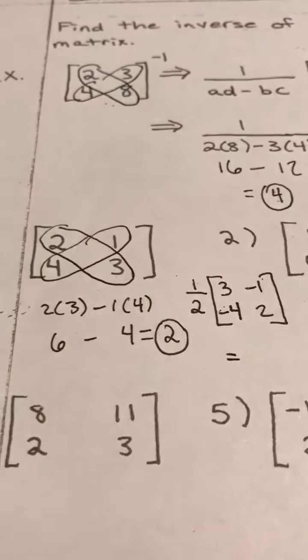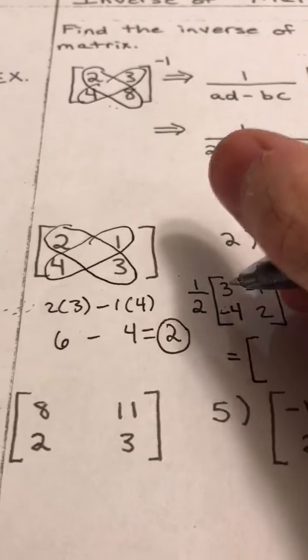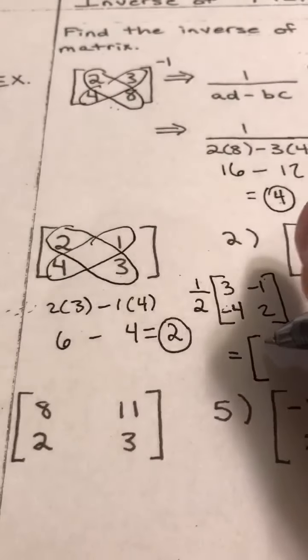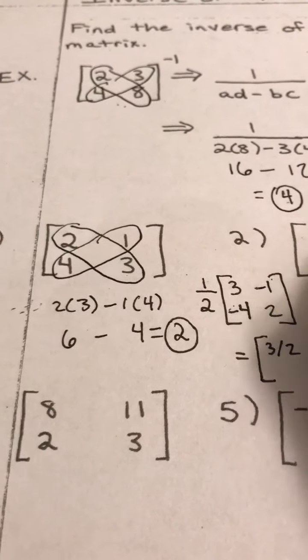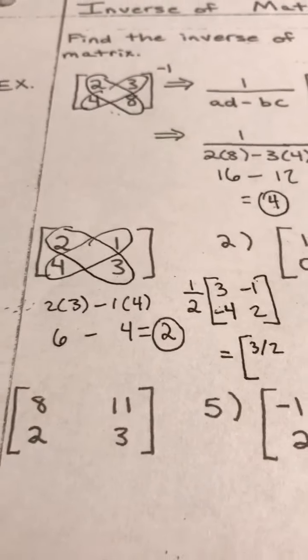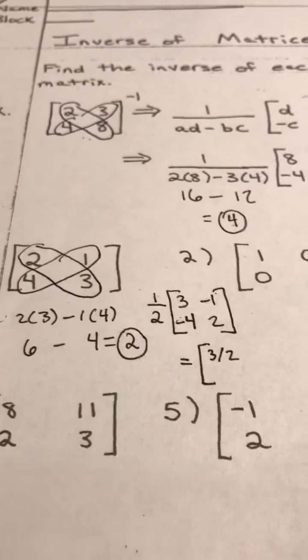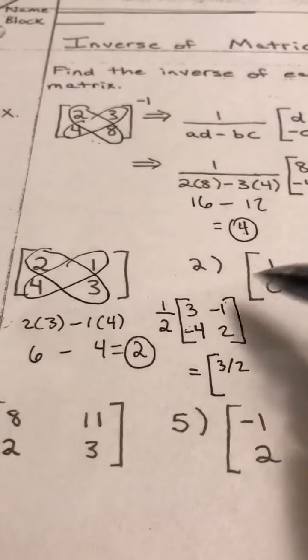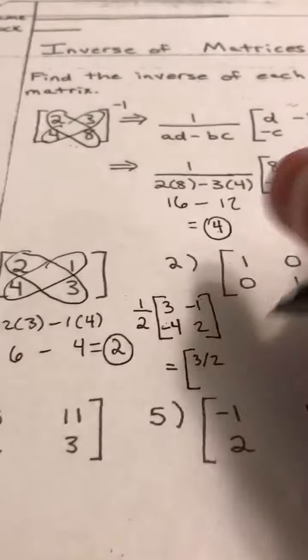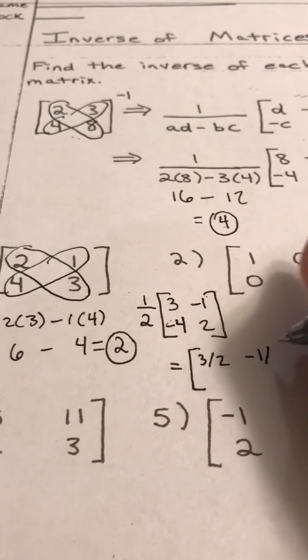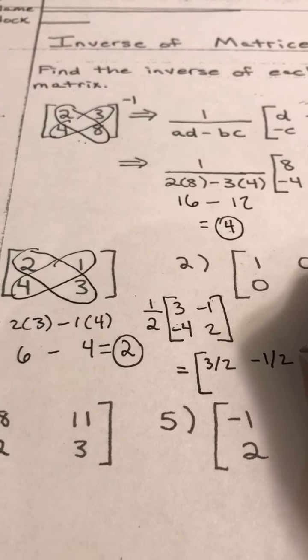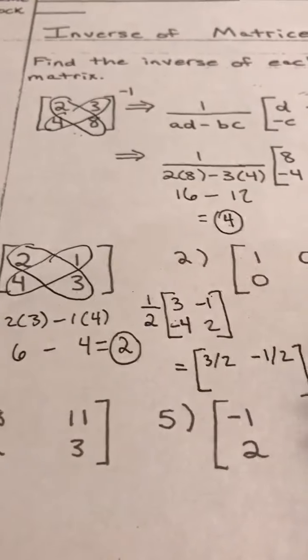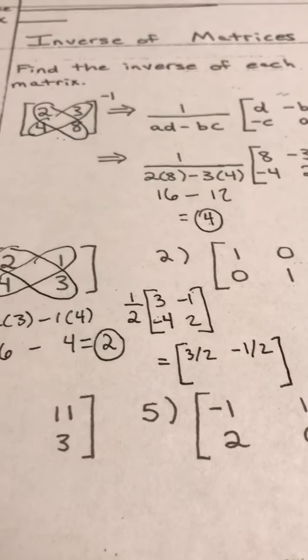When we multiply by 1/2, we get 3 times 1/2. That's going to give me 3/2, or 1.5. They're the same number. The next thing I do is I multiply the next number by 1/2. Negative 1 times 1/2, that's going to give me negative 1/2, or negative 0.5, right? That's just another way of saying negative 1/2.